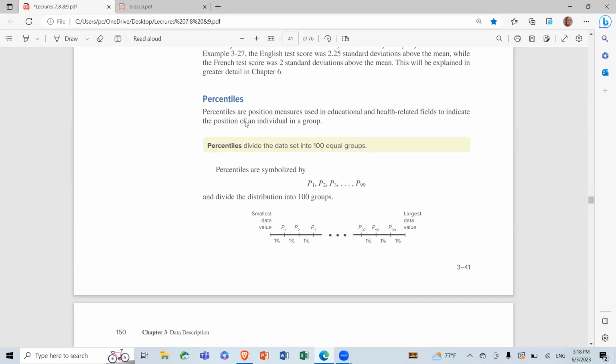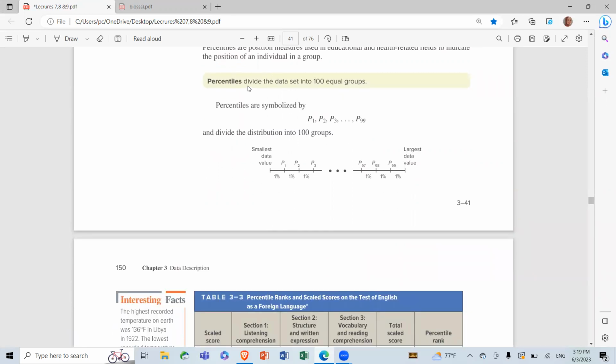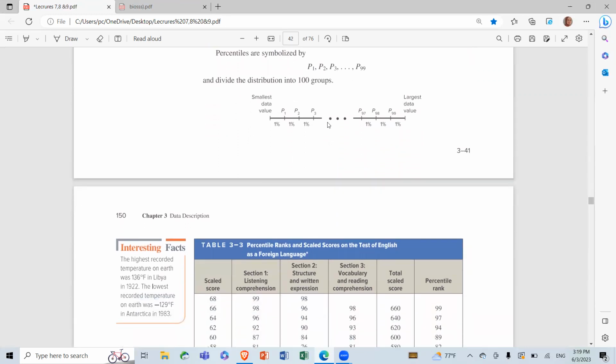Percentiles are position measures used in educational and health-related fields to indicate the position of an individual in a group. Percentiles divide the data set into 100 equal groups. Percentiles are symbolized by P1, P2, P3, up to P99. P1 is the smallest data value and P99 the largest.